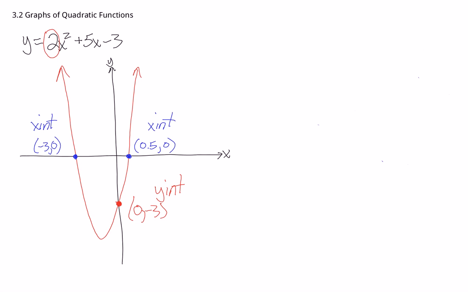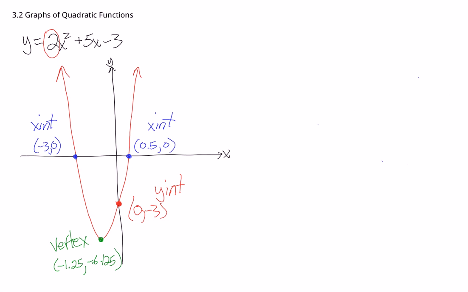Let's locate the vertex. It's going to be down here at the bottom, and we're going to use our calculator or the program to find that one. In this case, it's going to be at (-1.25, -6.125). Okay, so there's our 4 key things: 2 x-intercepts, the y-intercept, and our vertex.